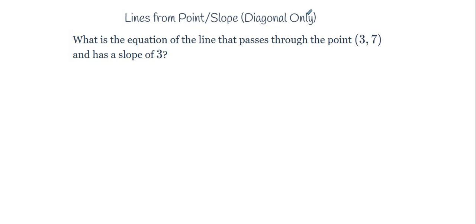Lines from point slope diagonal only. What is the equation of a line that passes through the point (3, 7) and has a slope of 3?